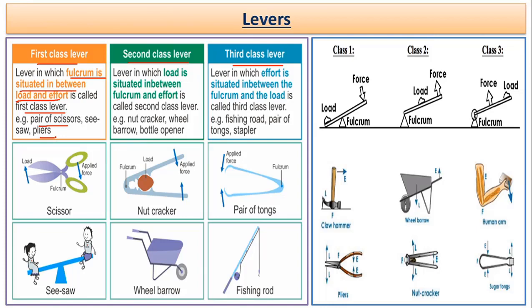Whereas if the load comes between the fulcrum and effort, then it is said to be a second class of lever. In a second class of lever, you can see a nutcracker, a wheelbarrow, and a bottle opener. Whereas if the effort comes between the fulcrum and the load, then it is considered as the third class of lever. Here you can see a fishing rod, a pair of tongs, a stapler, etc.